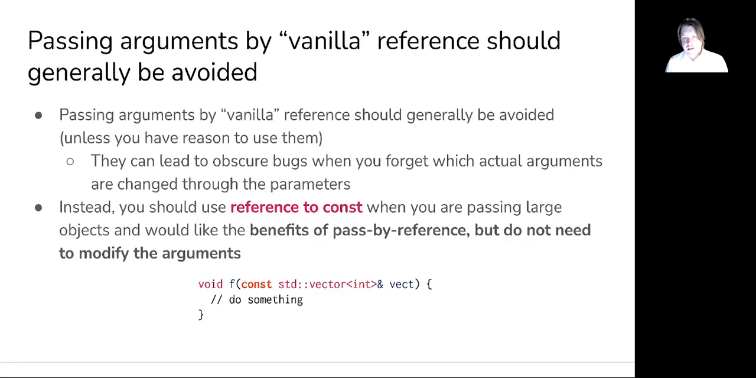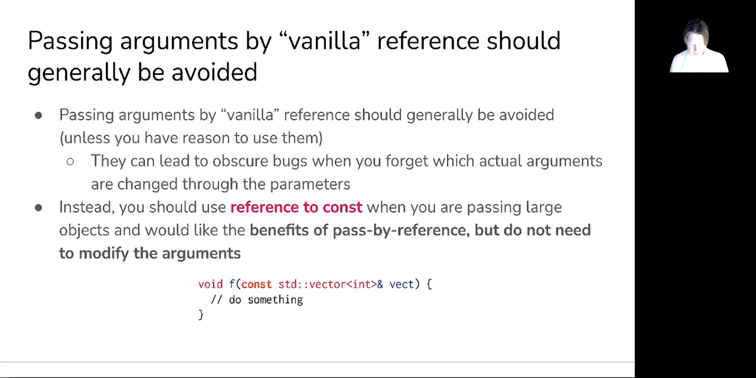This can lead to obscure bugs when you forget which actual arguments are changed through the parameters. For instance, if you have some references, some values, copies, you might start changing things, forgetting that one's actually bound to something that lives outside and has an implication that will exist far beyond the scope of that function. So instead, what we'd recommend you do is use reference to const when you are passing large objects and would like the benefits of pass by reference, so no copy, but do not need to actually modify the arguments.